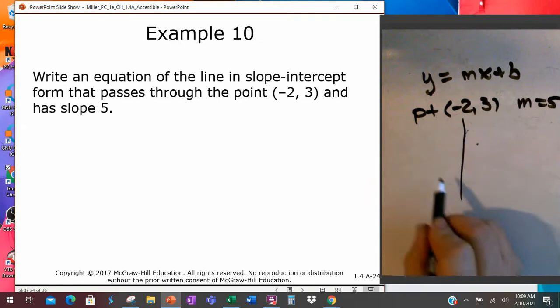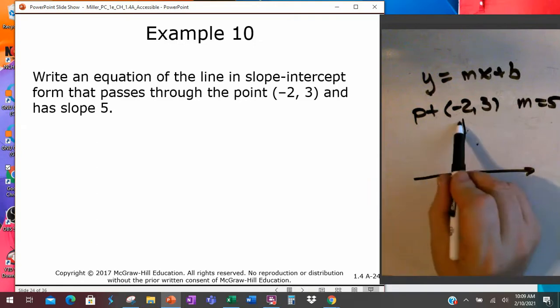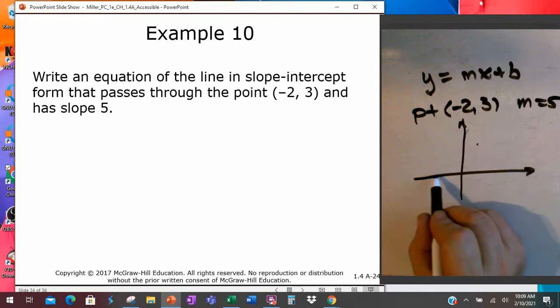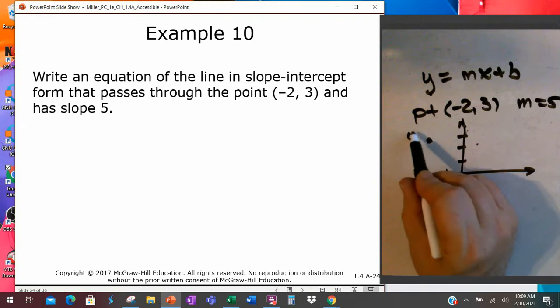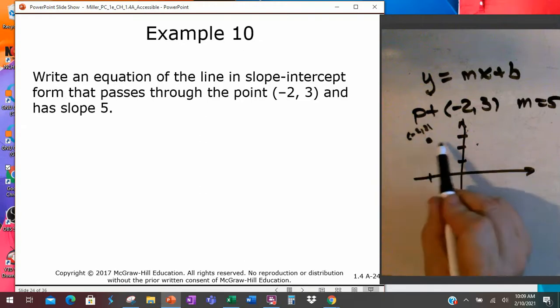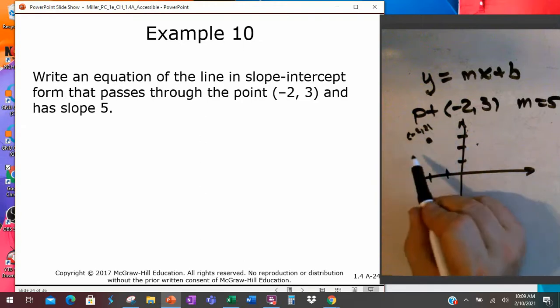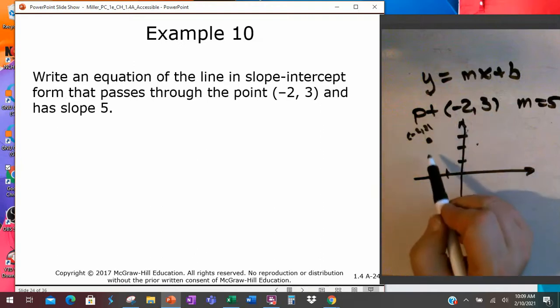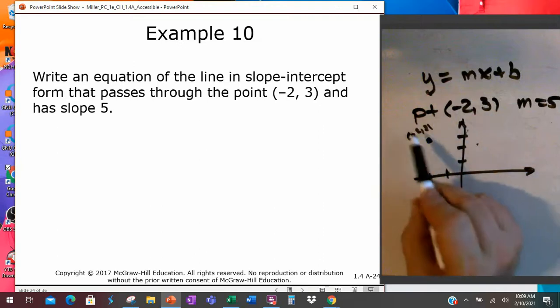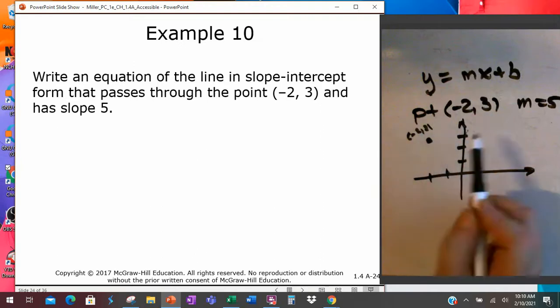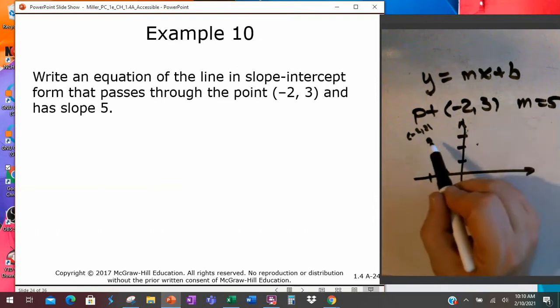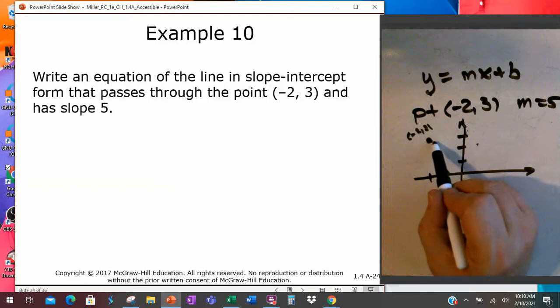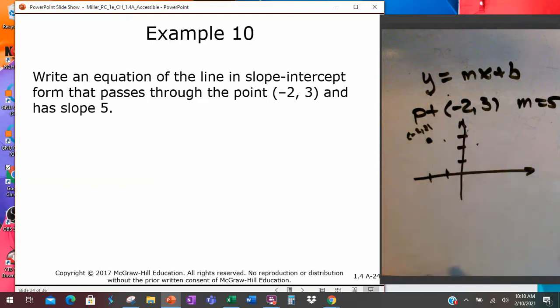So if I go here and pick the point -2, 3, so if this was -1, -2, 1, 2, 3, over, here's my point, -2, 3. There's an infinite number of lines that are going to go through that one point. So it wants a particular one with slope m equal to 5, which means if I go over 1, I go up 5.